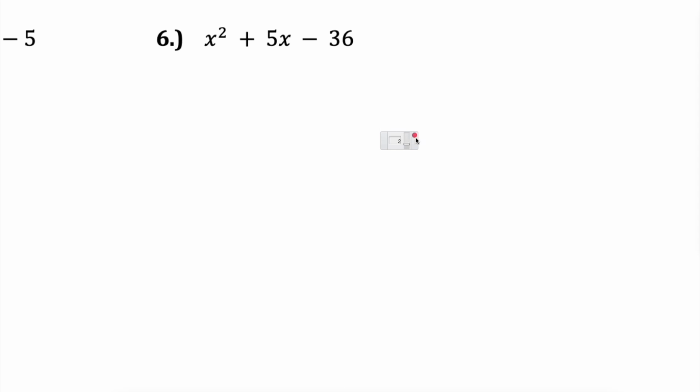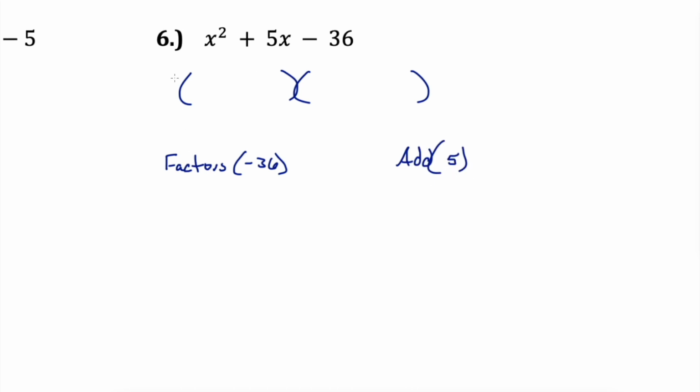So we need to find the factors of negative 36 that are going to add to 5. So we know our first terms are x and x, and the product is negative 36, a negative number, and the middle term here is positive.